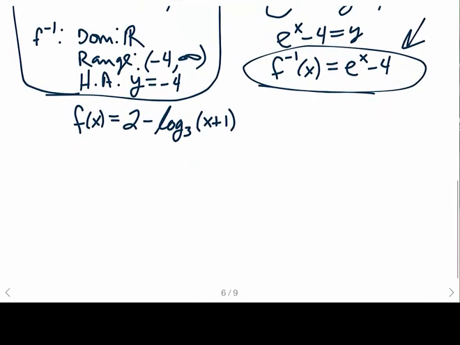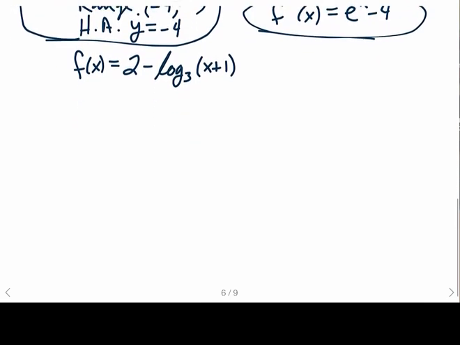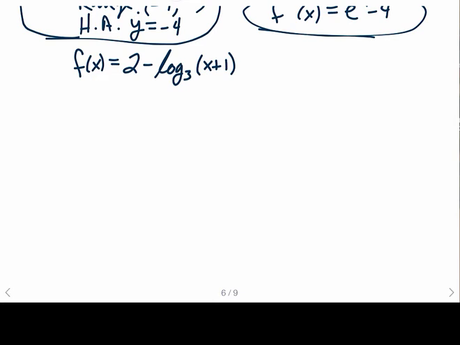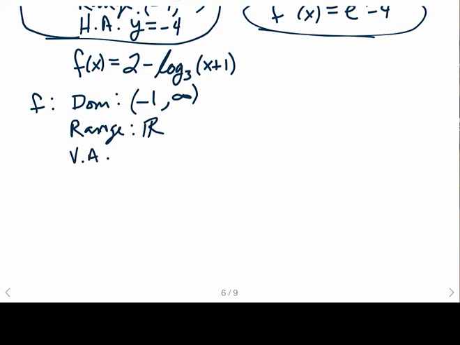Finally, we have f of x is equal to 2 minus the log base 3 of x plus 1. And this one I'll do a little bit differently than we did the last. We're going to start with the domain. The domain is going to be the set of numbers that don't make the argument negative. That argument being x plus 1 means the domain is -1 to infinity. The range, because this is a logarithmic function, is going to be all real numbers, and we have a vertical asymptote that's related to the domain of x equals -1.